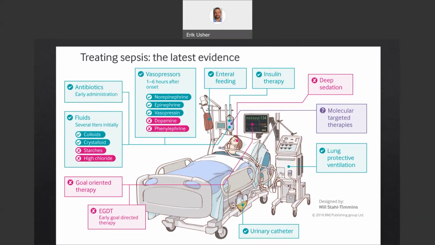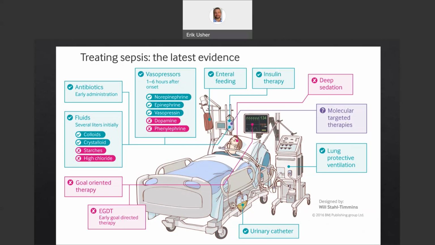We start enteral feedings. We want that nutritional therapy. We want insulin therapy because we know that there's a high correlation between hyperglycemia and bad outcomes of a lot of disease states. We really withhold deep sedation. We want to keep them maybe lightly sedated. Molecular targeted therapies, again, all these new advancements that we have. And we have lung protective ventilation. Again, one of the things that can happen with sepsis is that in that MODS area is ARDS, acute respiratory distress syndrome. So let's get on the forefront of that.